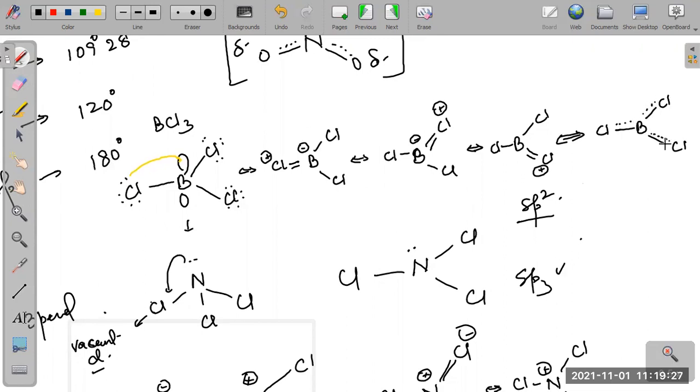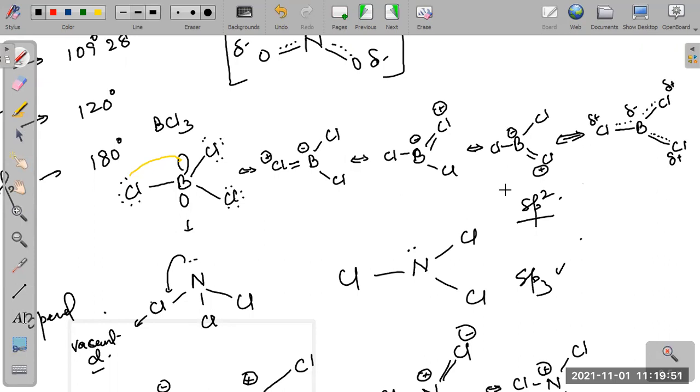The single bond is getting modified. All these borons are having negative charge except this one. So this is going to have a delta negative charge and all these chlorines are going to develop a delta positive charge. This sort of bonding is also known as back bonding.